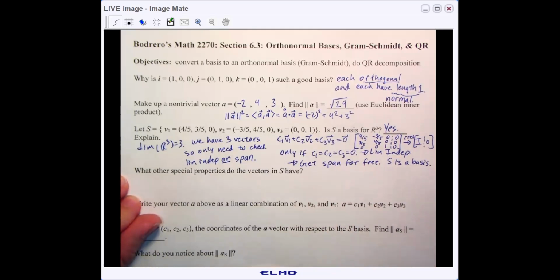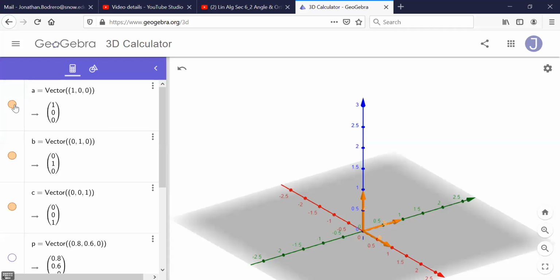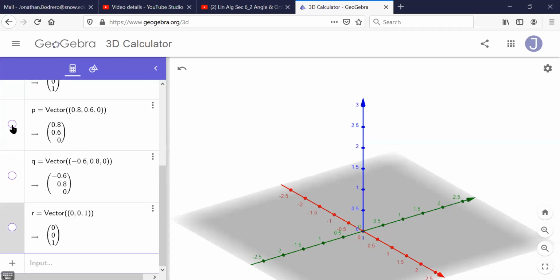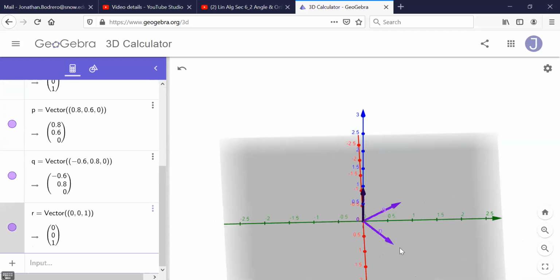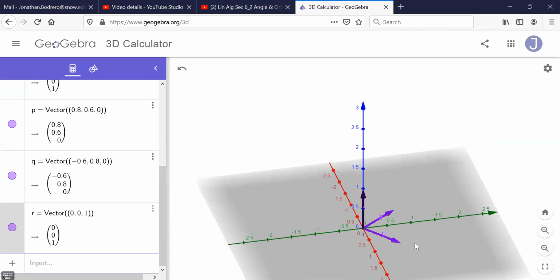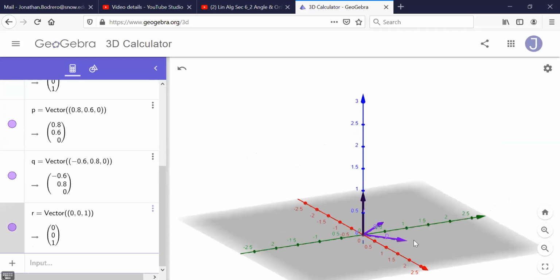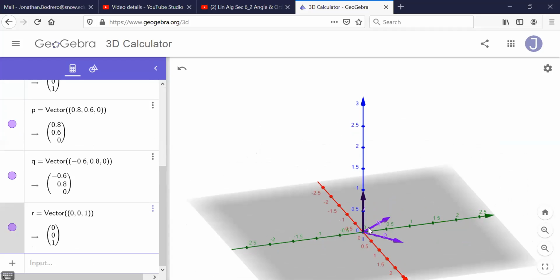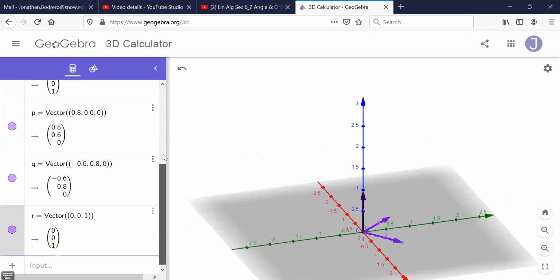So let's look at our picture of these vectors. Here were I, J, and K. Let me undo those, and then let me show you V1, V2, and V3. You'll notice that they also are pretty snazzy. In fact, it looks like they also are orthogonal to each other. And maybe we want to check and see if they are also length 1.